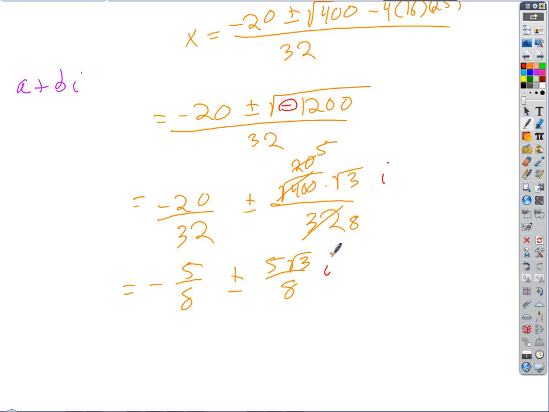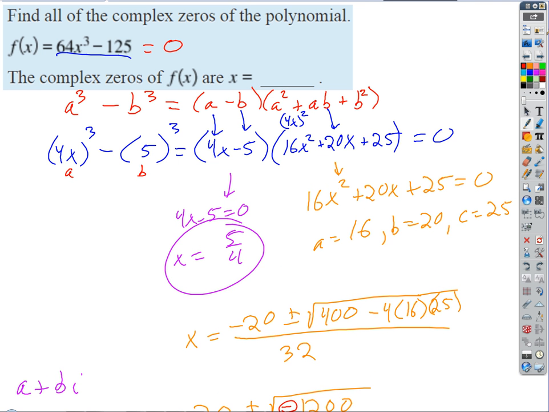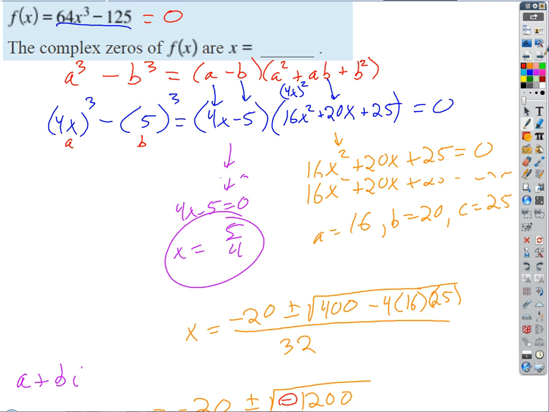So how many solutions are represented there? How many zeros? 2. How come? Because I've got the plus or minus, right? When we say or in math, it means 2 different things, right? So we've got the plus version and the minus version. So if I wanted to write these all down, Moodle wants you to write all of the complex zeros. So what would they be?